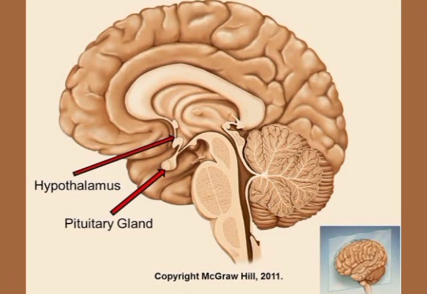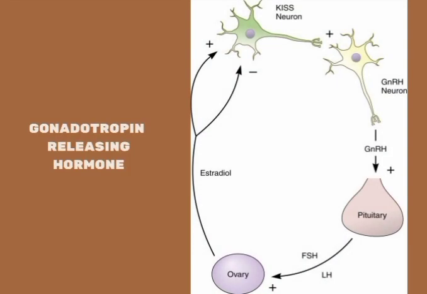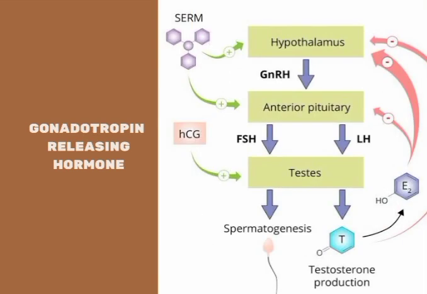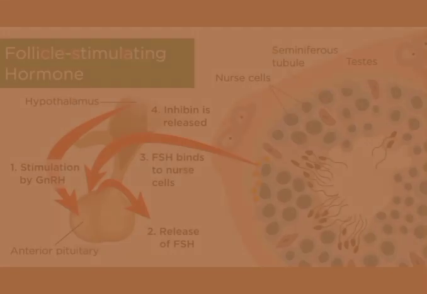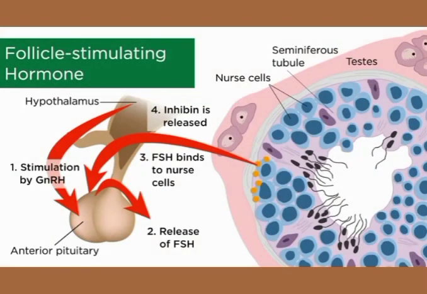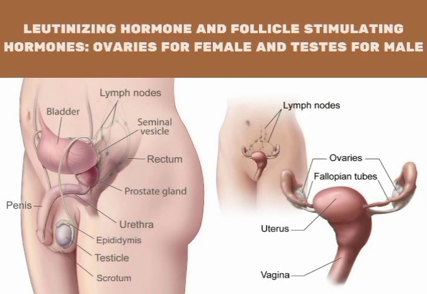The hypothalamus has specific nuclei that release a hormone called gonadotropin releasing hormone. Gonadotropin releasing hormone then binds to receptor cells called gonadotropes, located in the pituitary gland, that release two specific hormones that regulate spermatogenesis. These hormones are luteinizing hormone and follicle stimulating hormone. These two hormones target the ovaries for female and testes for male.